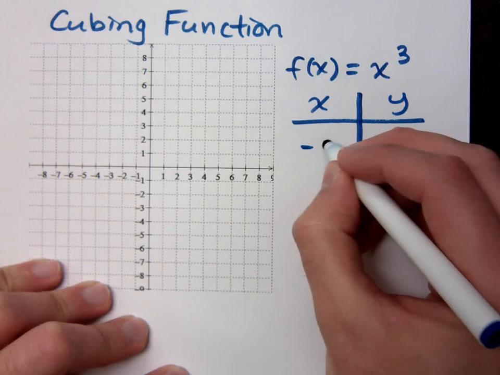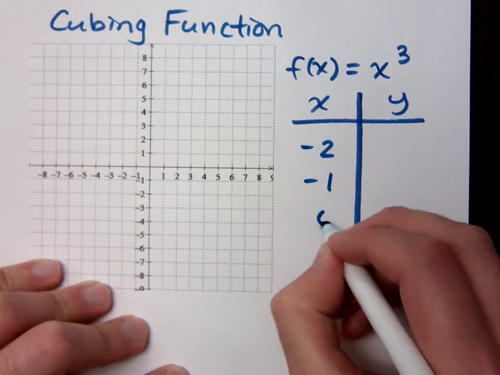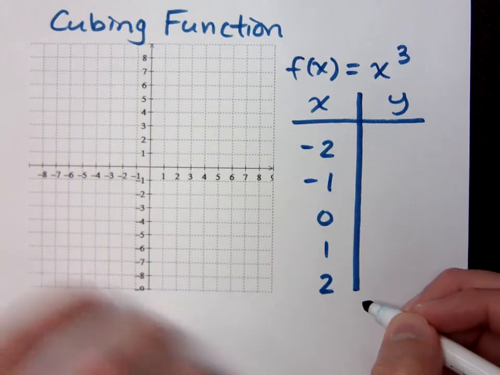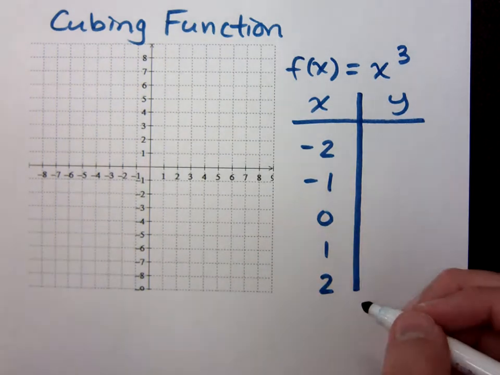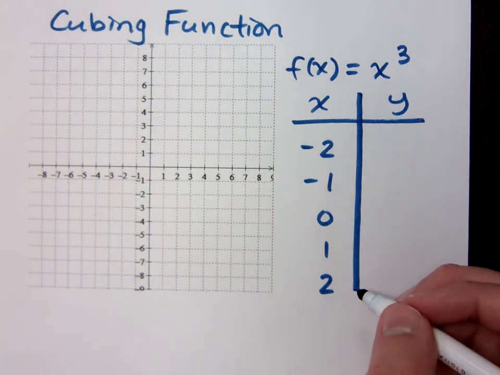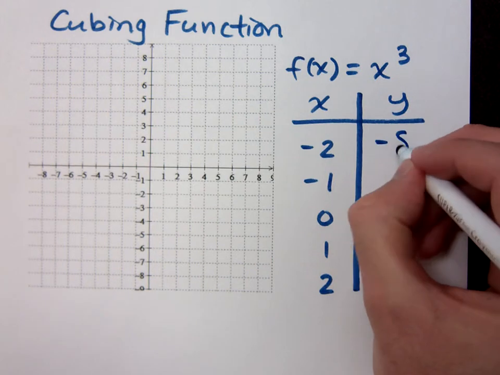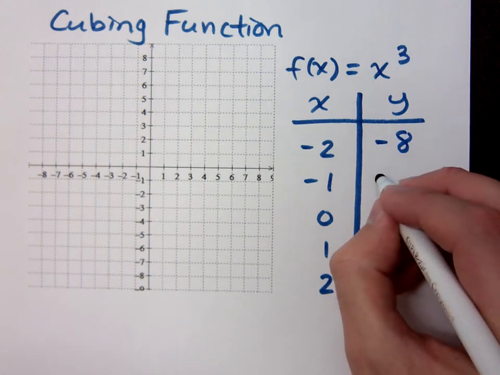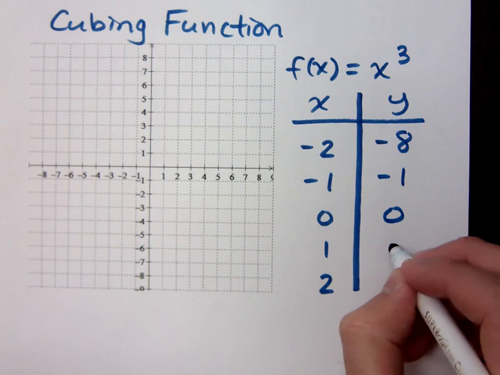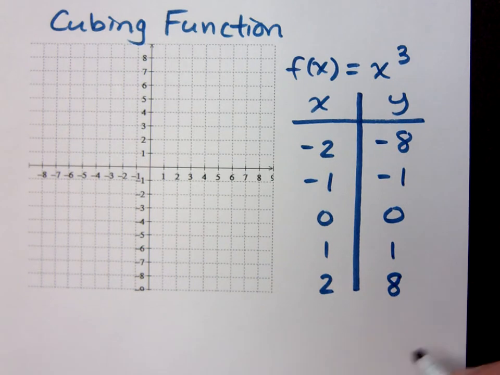Here's x and y. Yes, go for the defaults: -2, -1, 0, 1, and 2. I plug in -2, what do I get? 2 cubed is 8, so I get -8. Plug in -1, I get -1. Plug in 0, I get 0. Plug in 1, I get 1, and 2 gives me 8. You guys with me on that?